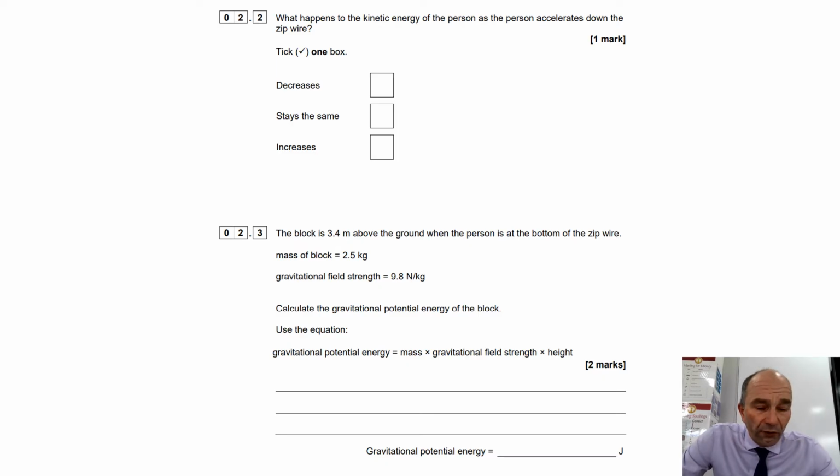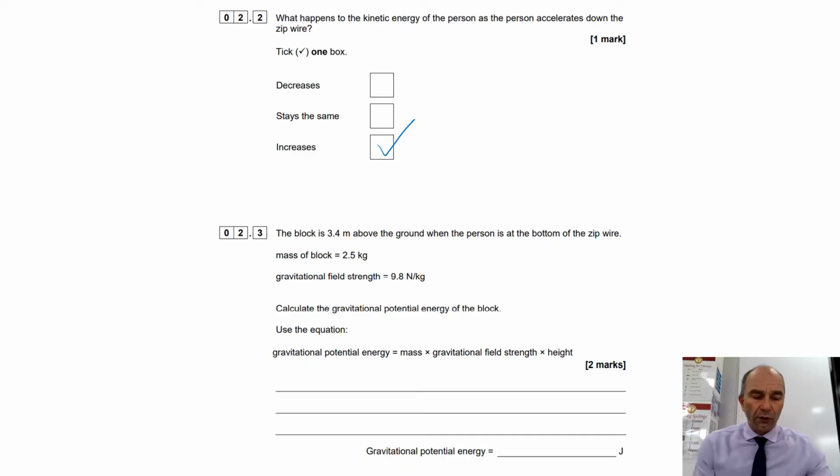And then 2.2, what happens to the kinetic energy of the person as they accelerate down the zip wire? Now, of course, hopefully you've realised that that gravitational store of energy that's decreasing is being transferred into the kinetic store. So it means that as the person moves further down the zip wire, more and more energy is transferred, therefore the kinetic store is increasing. The person is going faster and faster.